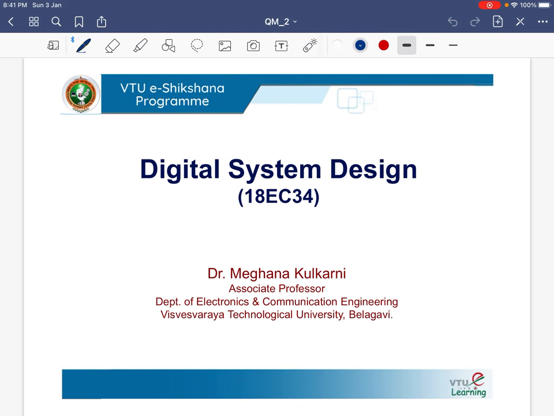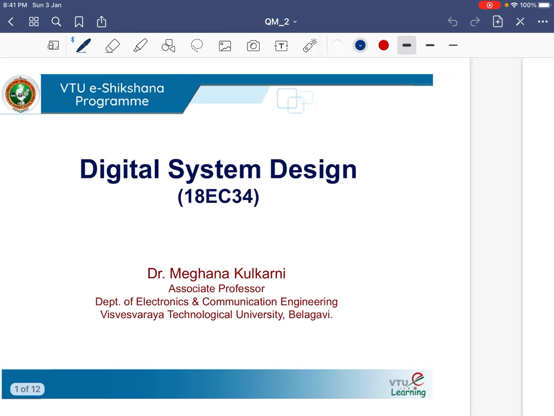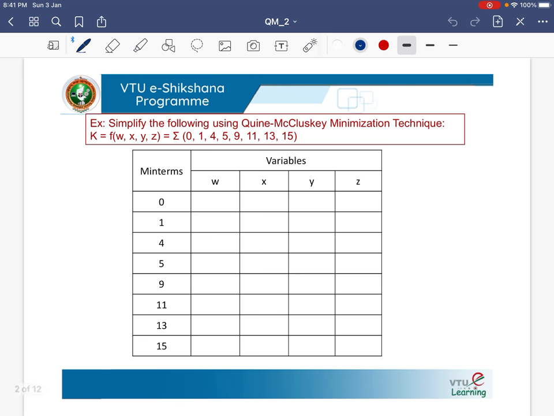Hello everyone. In this session, we will solve some more examples on Quine McCluskey minimization technique. The example is: simplify the following using Quine McCluskey minimization technique. F of w x y z equals sigma 0, 1, 4, 5, 9, 11, 13 and 15. The first step is we will write the binary equivalent of all these min terms.